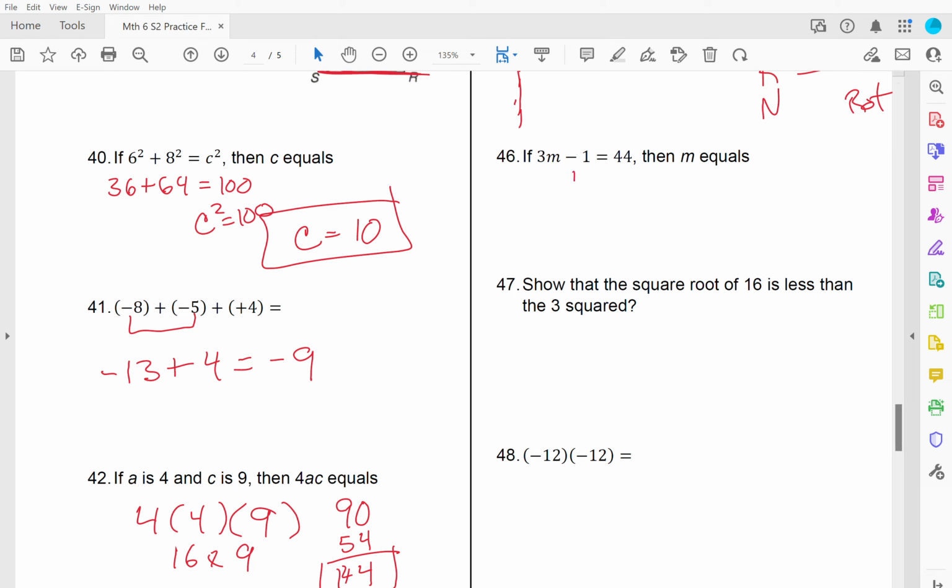Alright, we're going to add 1 to both sides. Now we have 3 meters equals 45. Ask yourself, what times 3 is 45? The answer would be 15.